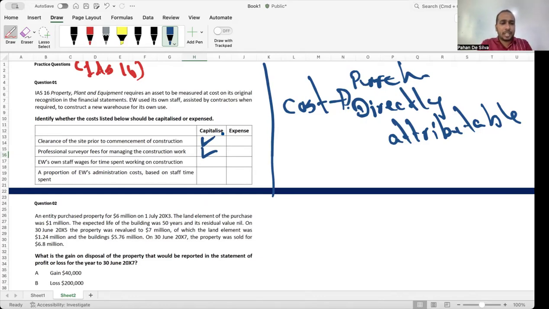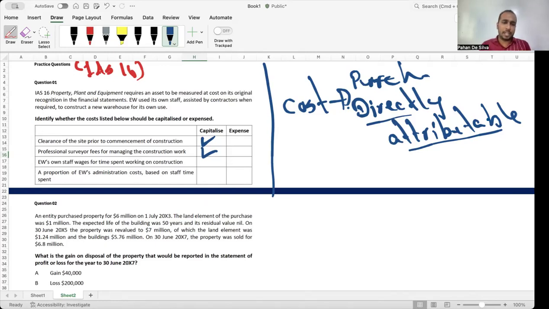The next one is EW's own staff wages for time spent on working on construction. In the question also, they are very specific that they are using their own staff for the construction work. Their staff has put in effort to construct this building, so this effort has a value. We have to recognize this value in our accounts, because it is a kind of directly attributable cost to the construction of this warehouse.